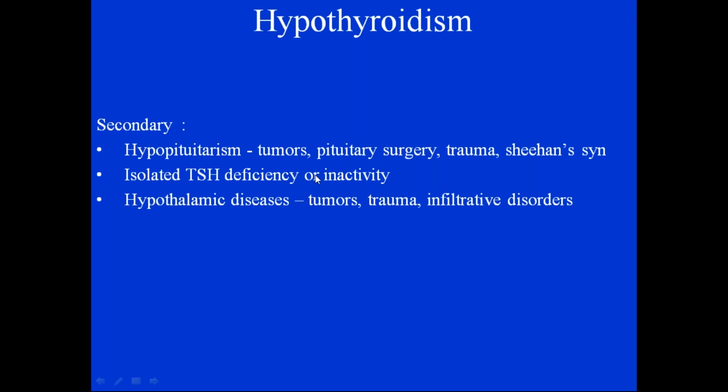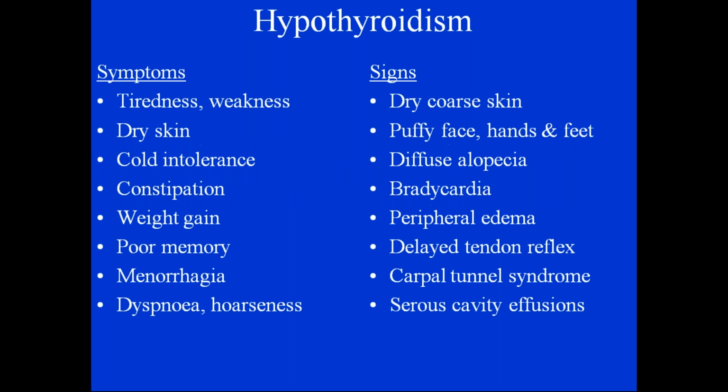Isolated TSH deficiency or inactivity due to some enzymatic defects, when TSH deficiency is there, then you can also have a hypothyroid situation. Hypothalamic disorders like tumors, trauma, infiltrative disorders. Apart from that, when the problem is with the thyroid, you will have primary hypothyroidism. But when the problem is at the pituitary level or hypothalamus level or due to some other conditions, then those are known as secondary. So this was the classification.